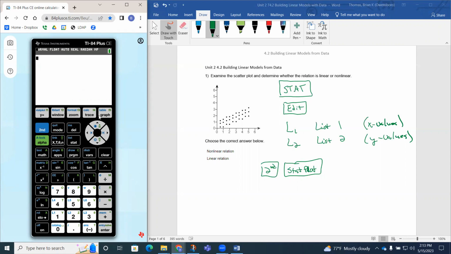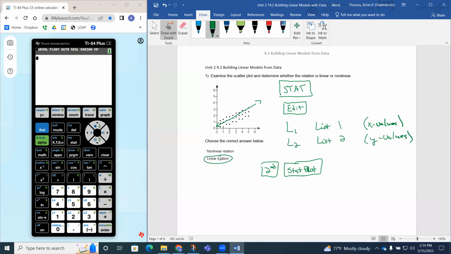So as we move into question one, notice how they've already made a scatter plot for us. Now, to be linear, the data has to move in the same direction. So notice how the graph does move in an upward direction. So a line could be used as a linear relation here. So this data would be considered linear.